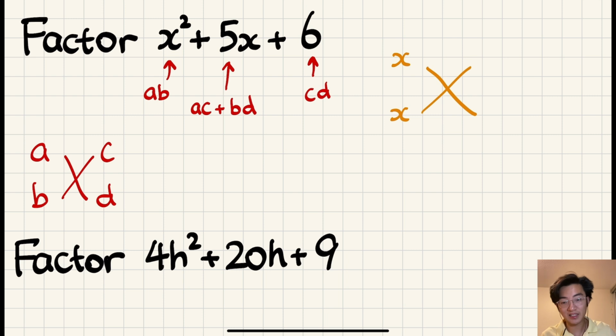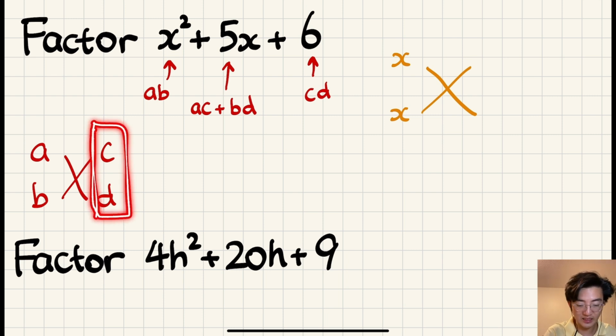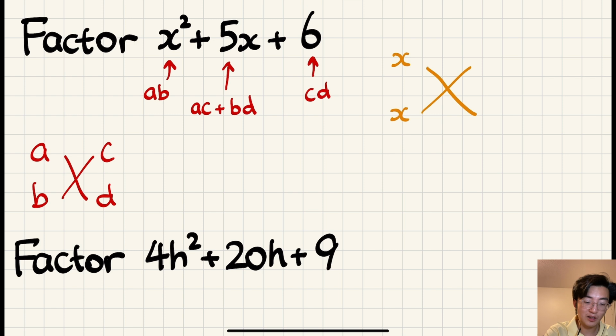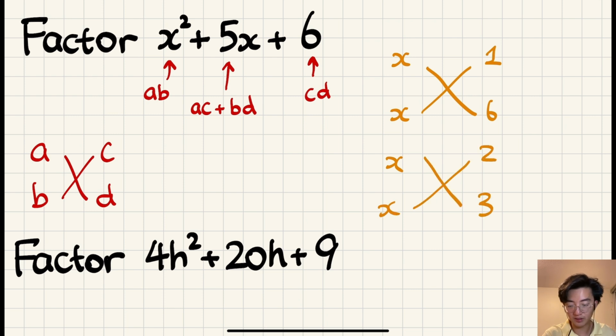Alright, so now for the next column, C and D here, those two numbers have to multiply together to be the third term here, the constant term. Which means that there are only two possibilities for this to happen. It's either 1 and 6 or 2 and 3. Those are the only two possibilities. It's either 1 times 6 or 2 times 3.